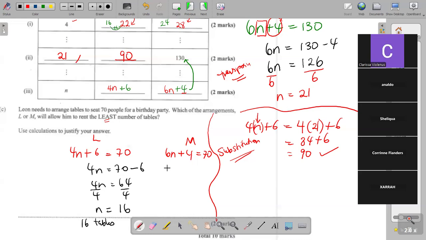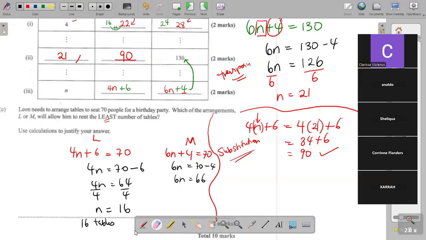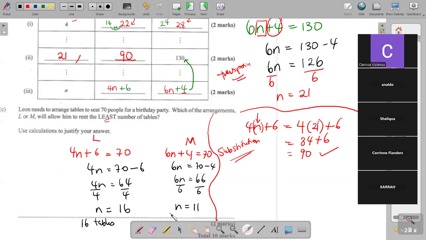So now let's see how many we need for arrangement M. So let's go, guys. 6n is equal to 70 minus 4, because when it goes over, it becomes the opposite. So 6n is equal to what? 66. So n is equal to what? Oh, sorry, divide by 6. So n is equal to 11. So that means 11 tables.